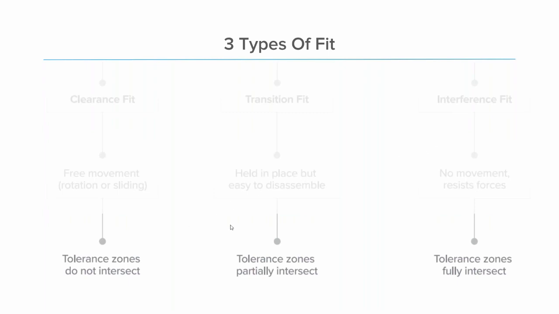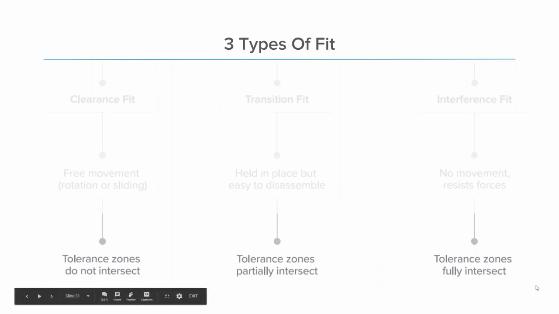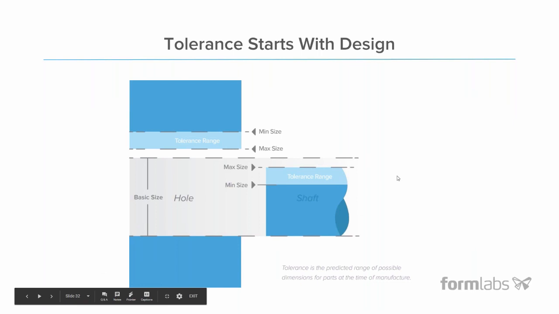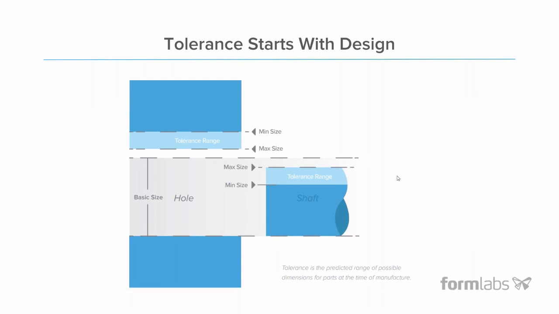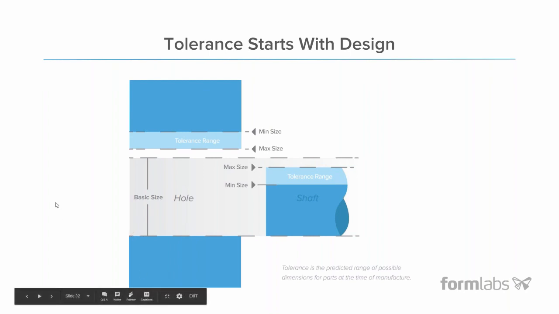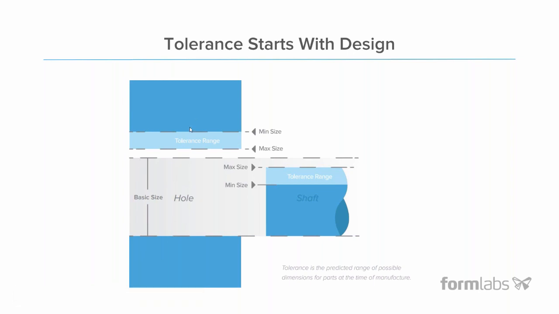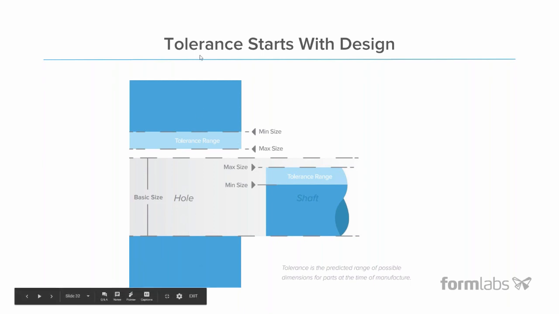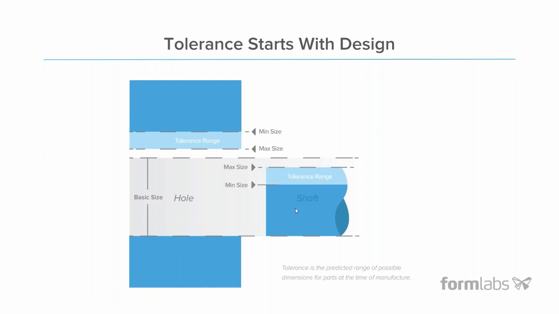So the second layer of this here, you can see the clearance fit. This is where tolerance zones do not intersect at all. A transition fit is where tolerance zones partially intersect, and then an interference fit is where tolerance zones fully intersect. And we can see back to that peg and hole example we were using. You can see that here in this diagram, where the hole is the gray section in this piece of material on the left, and then the shaft is here on the right.